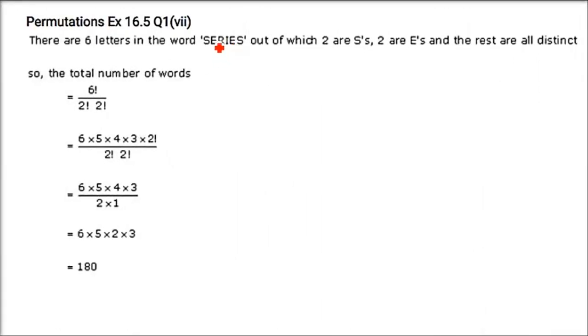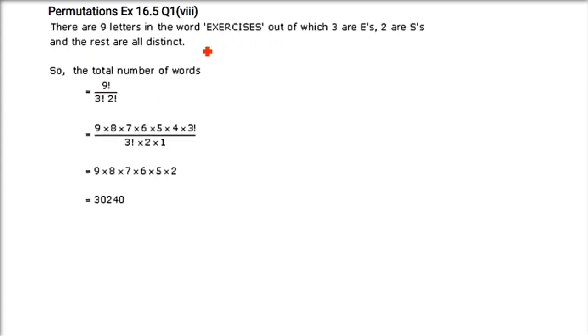Series. How many letters are there? 6 letters. 2 times S, 2 times E. Factorial 6 by factorial 2, factorial 2. 180. Next, we have factorial 9 in total. E is 3 times and S 2 times. So factorial 9 by factorial 3, factorial 2, that is 30240.